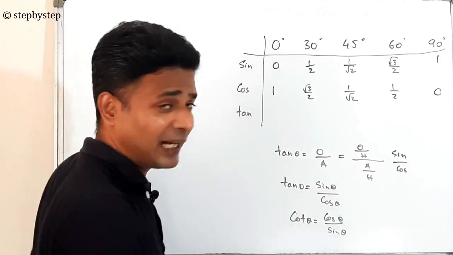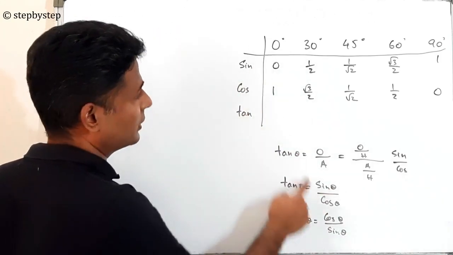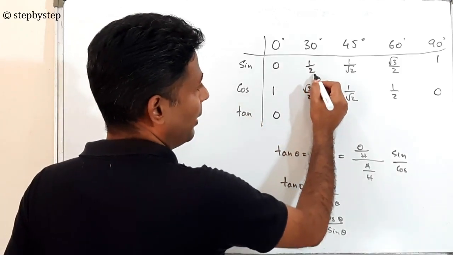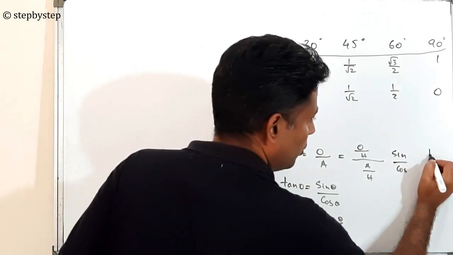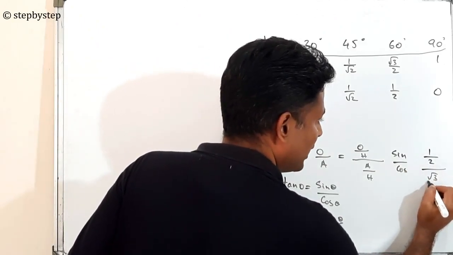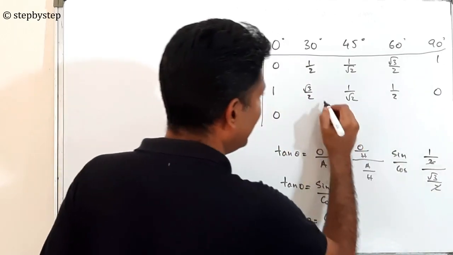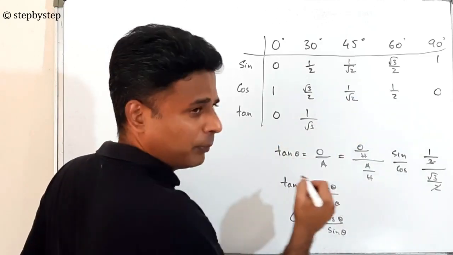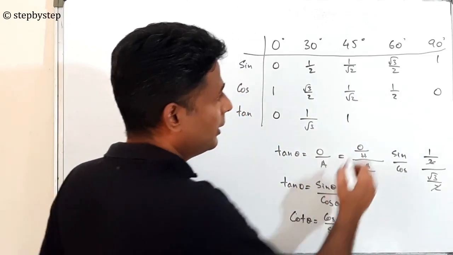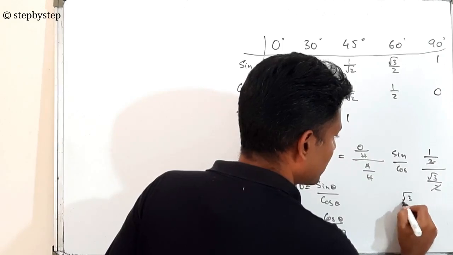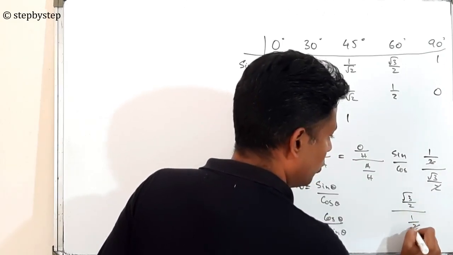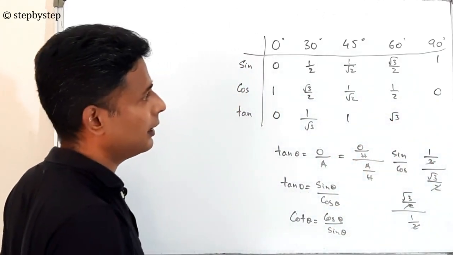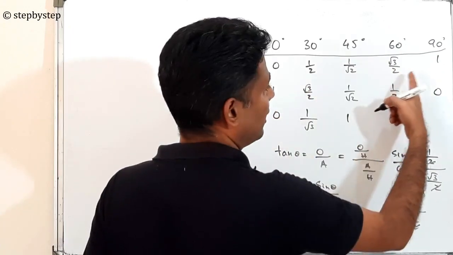Now how will we find for tan? What is tan? Sine by cos. So 0 by 1 is 0. Then 1 by 2 by root 3 by 2: the 2 and 2 cancel, and we get 1 by root 3. Then 1 by root 2 by 1 by root 2 is 1. Then root 3 by 2 by 1 by 2: the 2 and 2 cancel, and we get root 3 by 1, which means root 3. And what will be tan of 90?